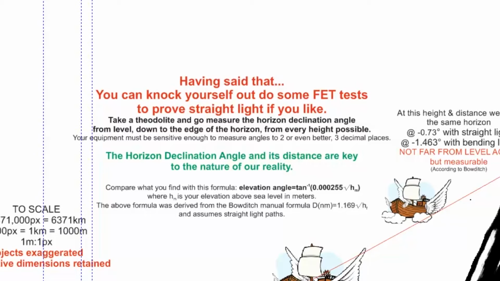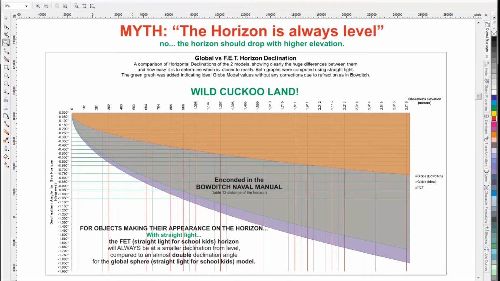Compare what you find with this formula. The above formula was derived from the Bowditch Manual and assumes straight light paths. This is a myth I hear a lot, that the horizon is always level, and I say no, the horizon should drop with higher elevation.